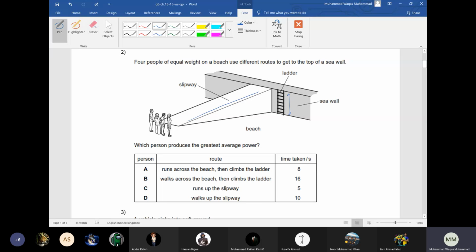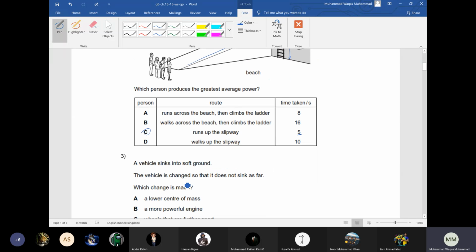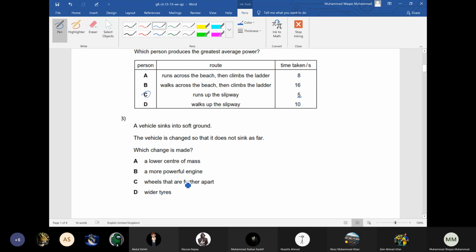Now, they all do the same work, so you have to tackle which produces the greatest power. If the same work is done, the power will be maximum if the work is done in the least time. So here, which is 5 seconds, it's option C. Got it, beta?